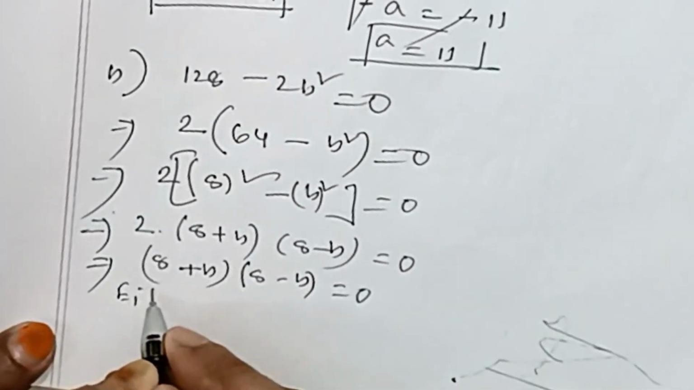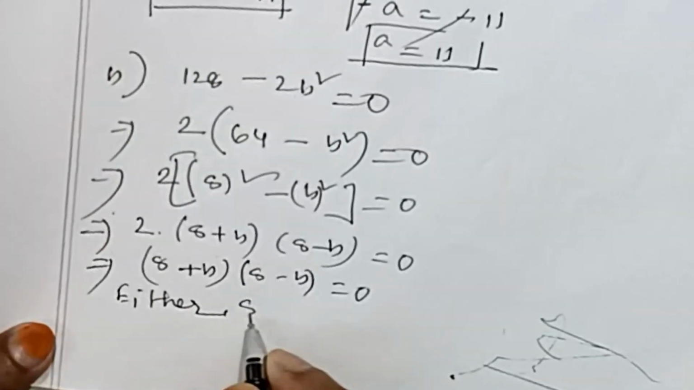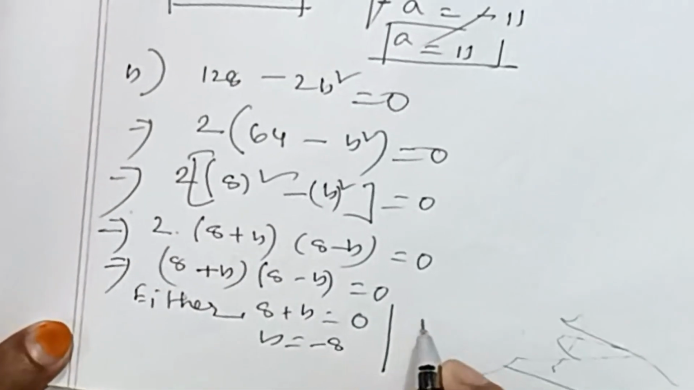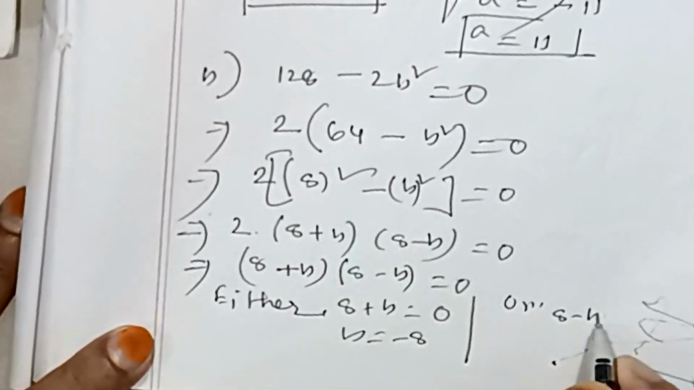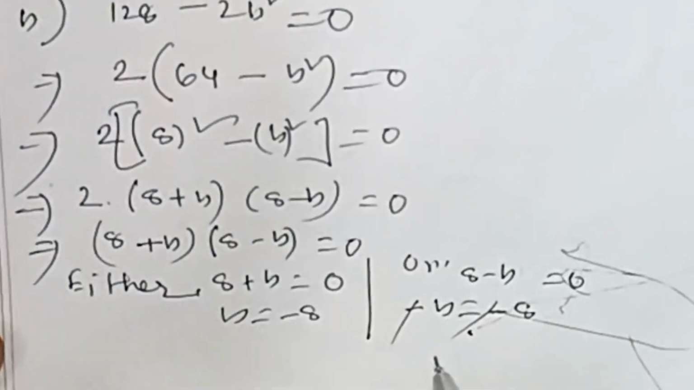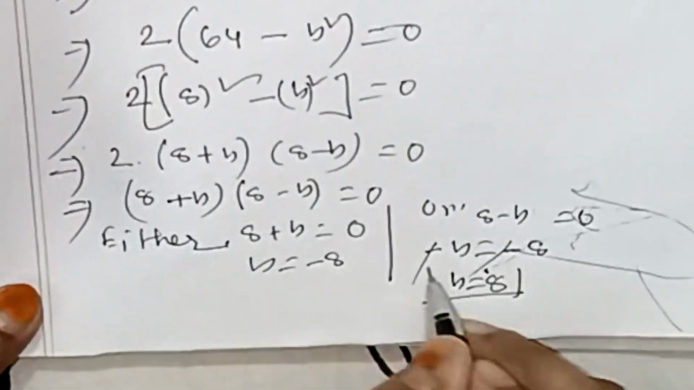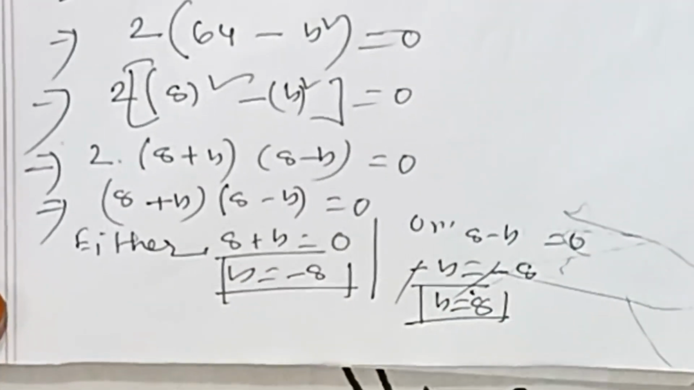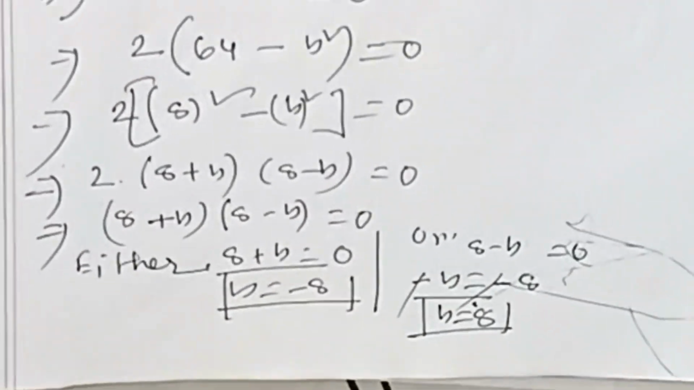So either 8 plus b is equal to 0. So b is equal to minus 8, or 8 minus b is equal to 0. So minus b plus 8, 8 will go to the right hand side as minus 8. So both sides minus, minus neglect. So b is equal to 8. So we get here two solutions: b is equal to minus 8 and b is equal to plus 8. That's it.